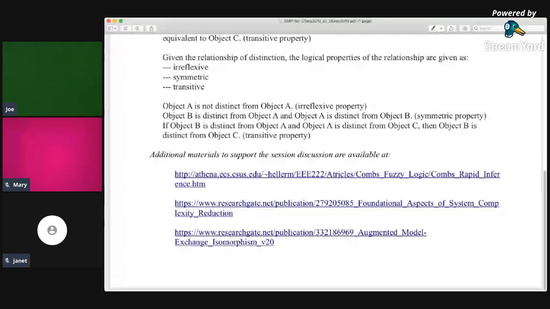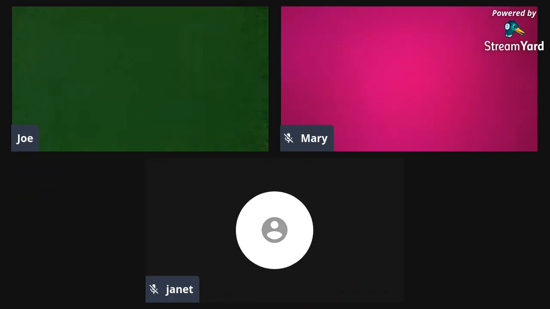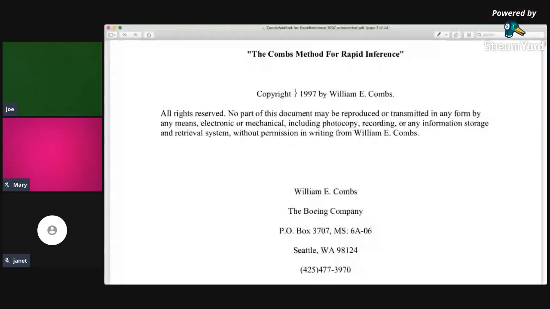So next, I'm going to walk through some of the highlights of Combs' work, which I think are interesting, and start developing a little bit more of an argument about how we might be able to use these features in a little different way.